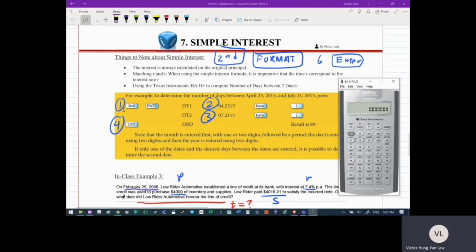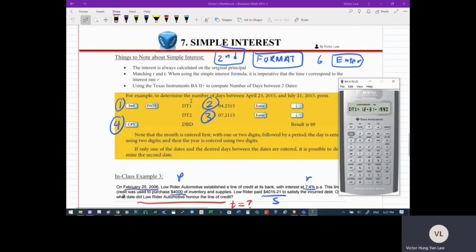And what we're going to do is, first step, I gave you the steps in here. First step, second function, date. So second, top left corner, second function, and then we press date. Date is right above the 1. Once we press the second function and then date, we're going to see DT1. So DT1 represents the first date. So the first date is April 23rd, 2015.